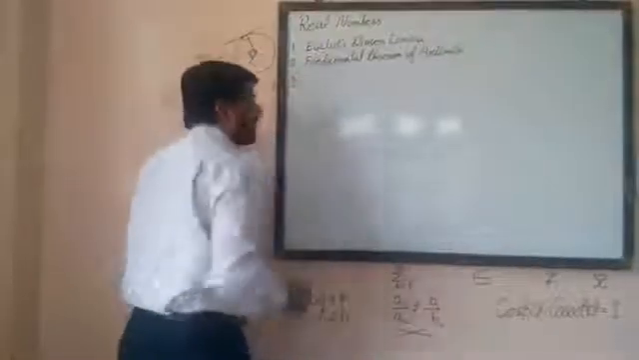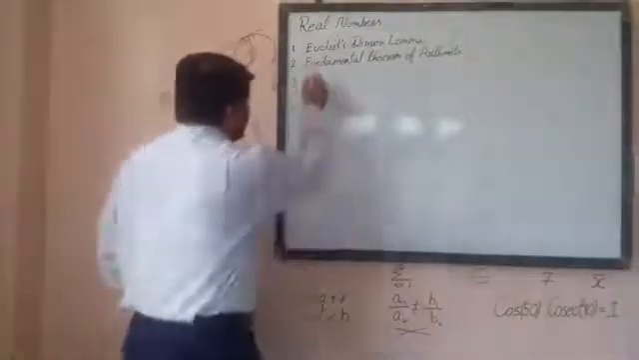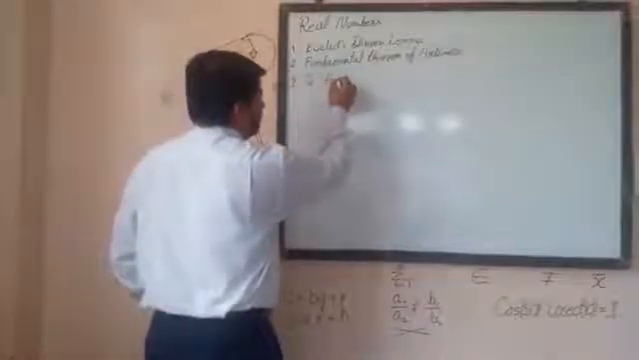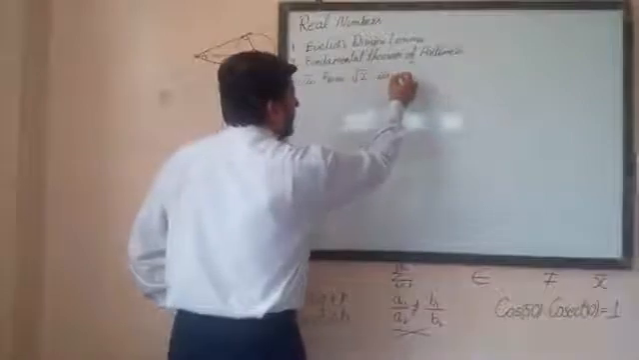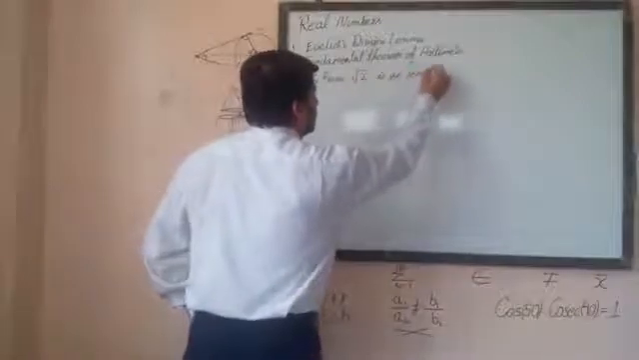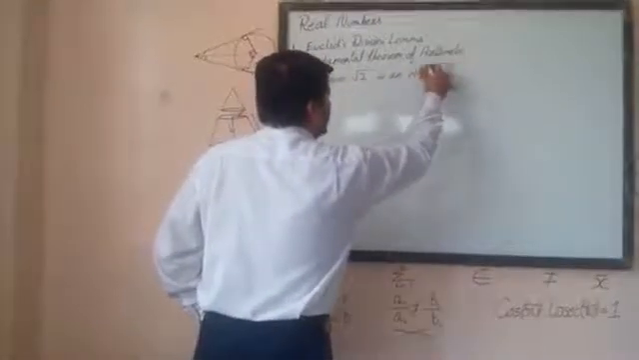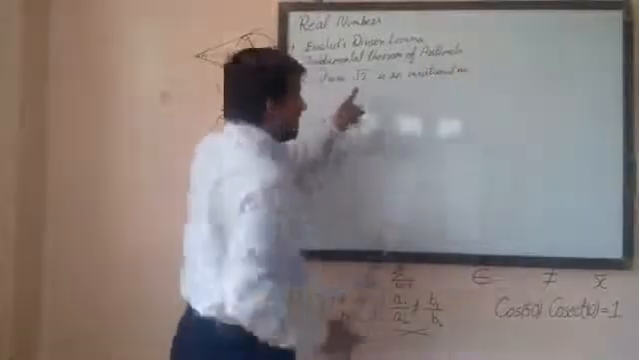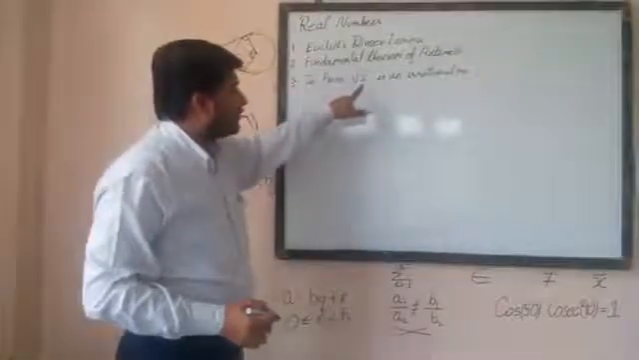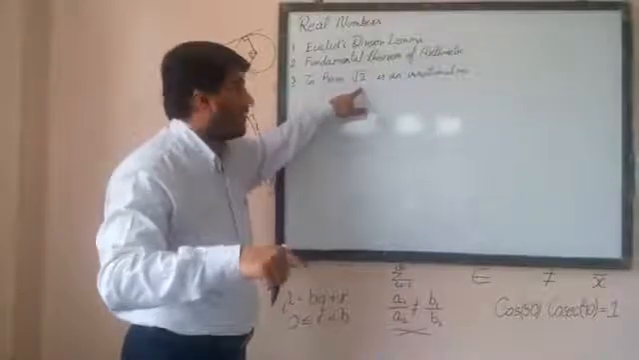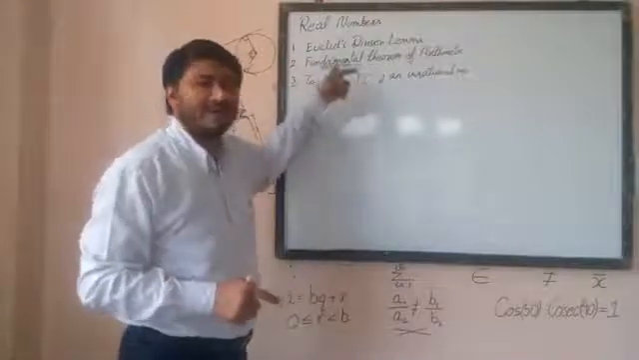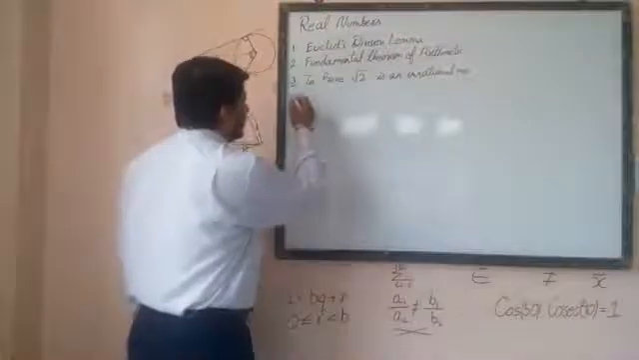The third topic here is to prove that root 2 is an irrational number. In class 9, you have shown root 2 on a number line, you have shown irrational numbers on a number line, but here we will be proving that these are irrational numbers.